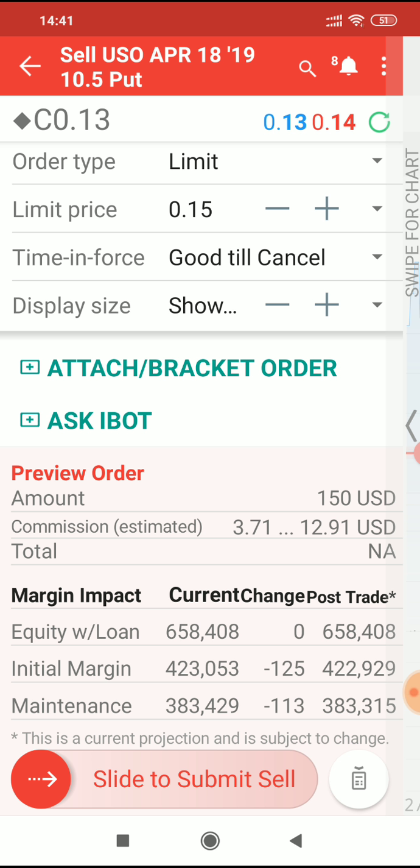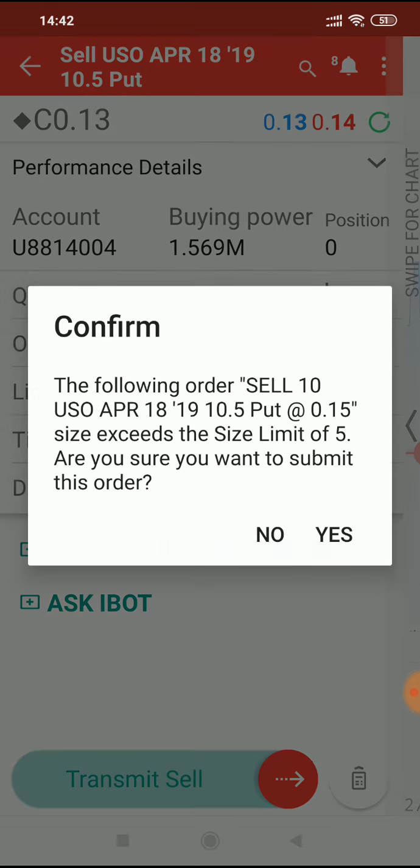It's 100 shares per contract, and I'm doing 10 contracts, so that's 1,000 shares that I've got to be willing to buy at 10.5. Okay, so I'm going to collect that $150 US by sliding to submit the sell now.